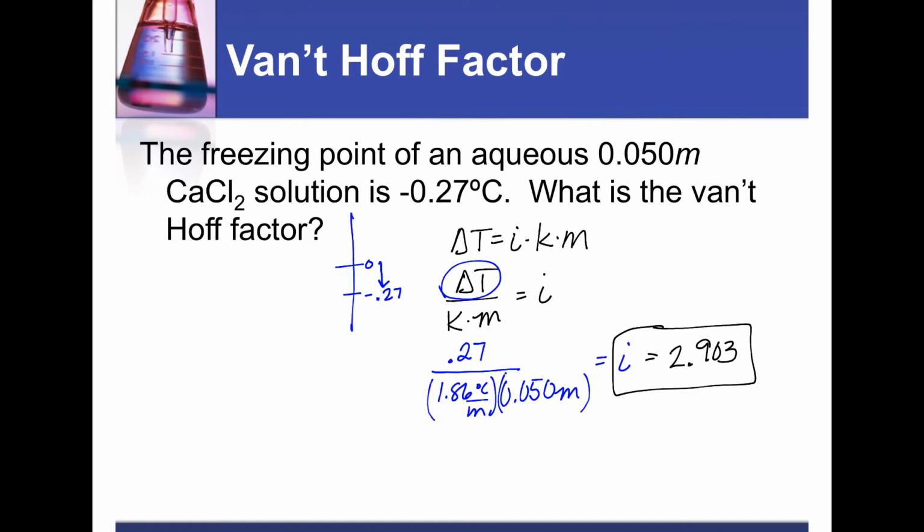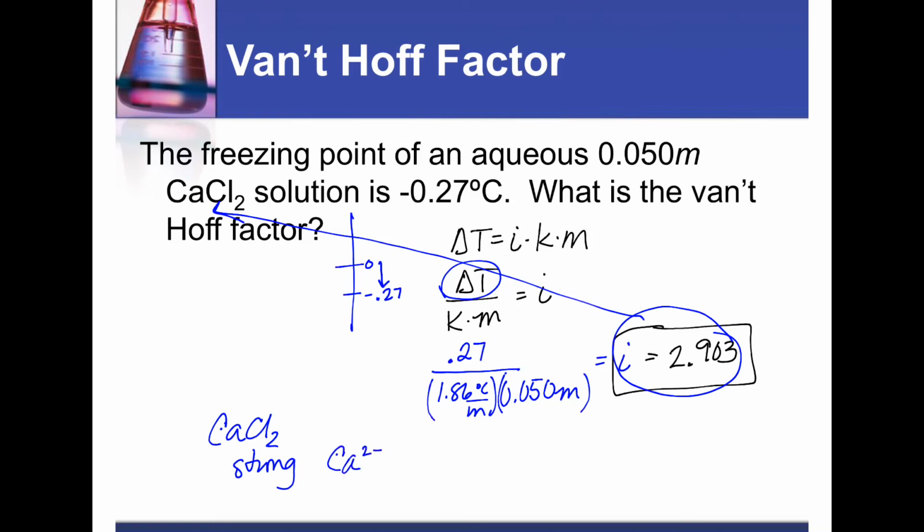Just a little reflection there. Does that make sense for calcium chloride? Okay, what do we think it should be? Well, calcium chloride is a strong electrolyte. I know that because it's an ionic compound and it's soluble. And strong electrolytes break apart into ions. So calcium chloride breaks apart into calcium and 2 chloride ions. So I would think one of these and 2 of those, I would think that the Van't Hoff factor should be 3. We calculated that it was 2.9.